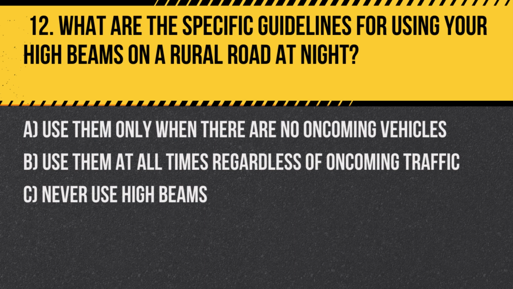Question 12. What are the specific guidelines for using your high beams on a rural road at night? A. Use them only when there are no oncoming vehicles. B. Use them at all times regardless of oncoming traffic. C. Never use high beams. Answer. A. Use them only when there are no oncoming vehicles. High beams should be dimmed when other vehicles are approaching to avoid blinding other drivers.